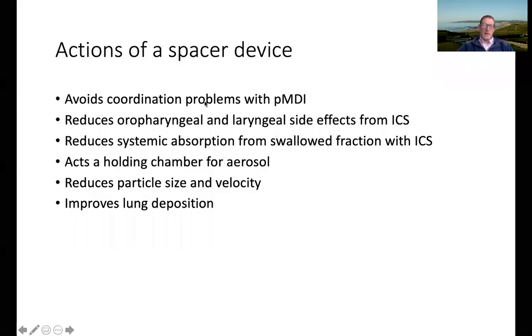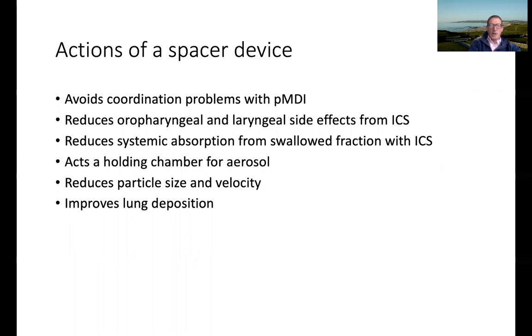So the action of a spacer is that it avoids the coordination problem of pressing and breathing in, because you're using the spacer as a sort of holding chamber. So it's much easier to coordinate: pop it into the spacer, and then you breathe in your own time. There's not that mad rush for actuation inhalation.